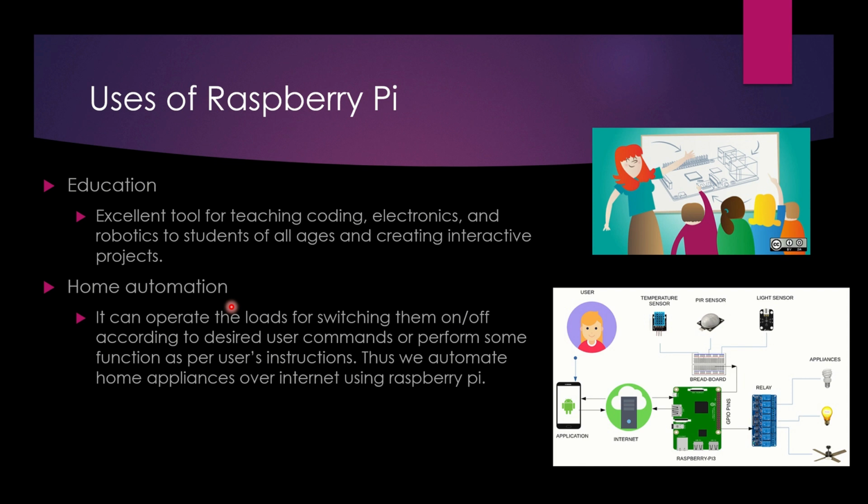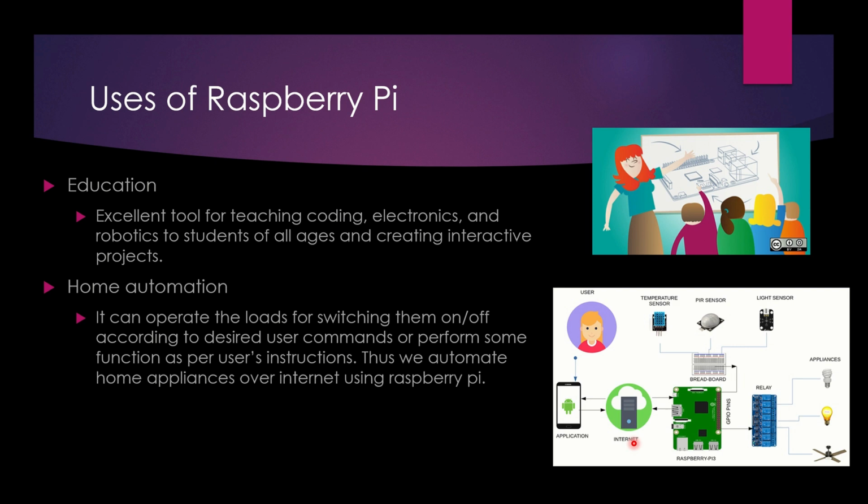It's also used extensively for home automation as an application of IoT, Internet of Things. The general idea is that the circuit receives the command by connecting to the internet using a Wi-Fi connector, and then the Raspberry Pi processor processes these commands, which then sends appropriate instructions to the connected devices. It can operate the loads, switching them on or off according to the desired user commands, or perform some function as per the user's instructions. This is a very high-level explanation of how we automate home appliances over the internet using Raspberry Pi, but we will explore more about this in other videos of this playlist.